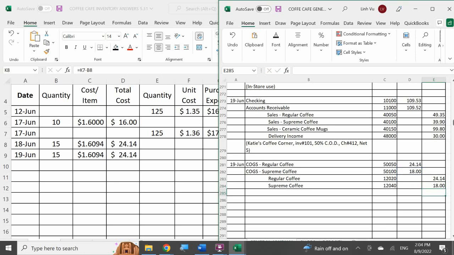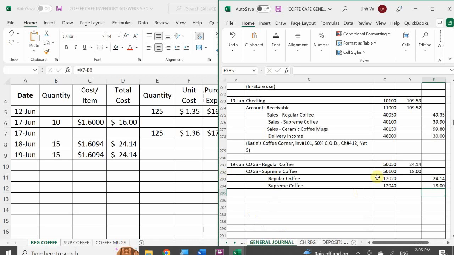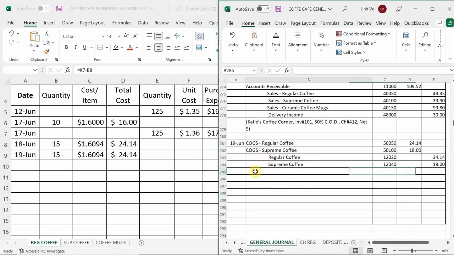Okay. Now, question for you, since you weren't here yesterday: what about my ceramic coffee mugs? It's a periodic inventory. Good, so we don't do the cost of goods conversion until the end of the accounting period. Excellent. So in this case, we don't even need to care about the coffee mugs. All we care about is our perpetual inventory, which is our regular and Supreme coffee.